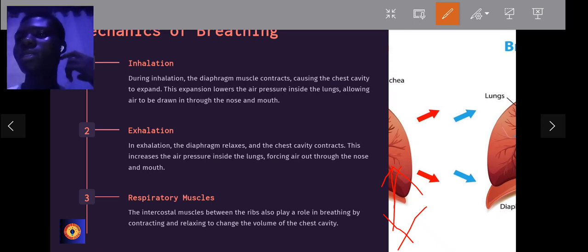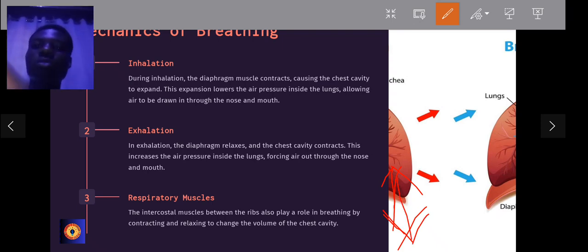Now let's look at exhalation. In exhalation, the diaphragm relaxes. The diaphragm relaxes. I've done this to show you the position where it expands and relaxes. So it relaxes to increase the air pressure inside the lungs, forcing air out through the nose. So this is basically how respiration occurs.